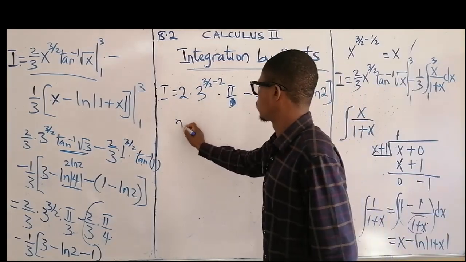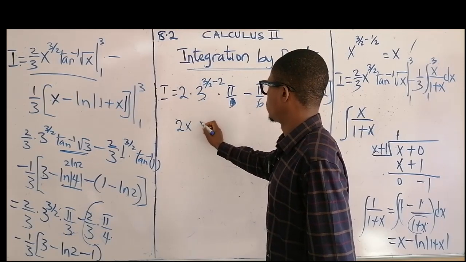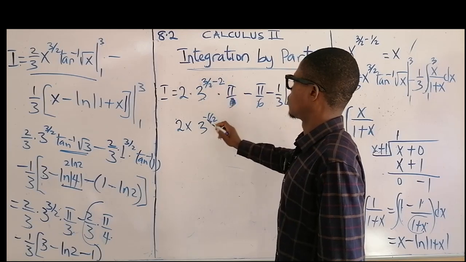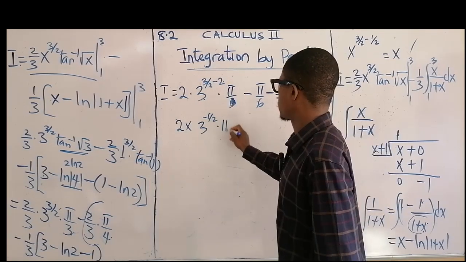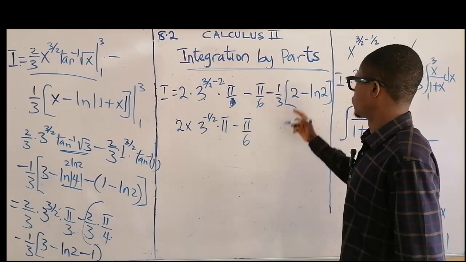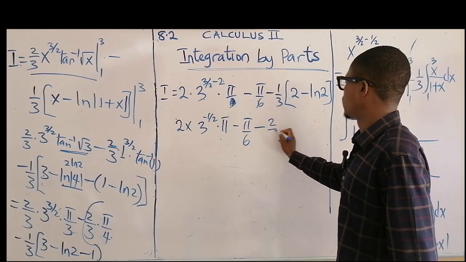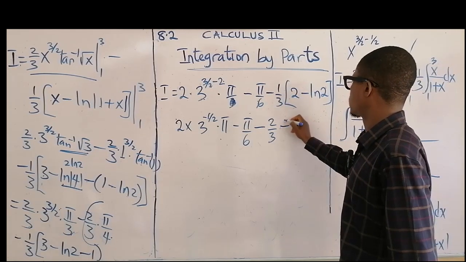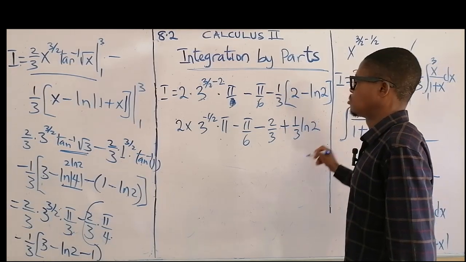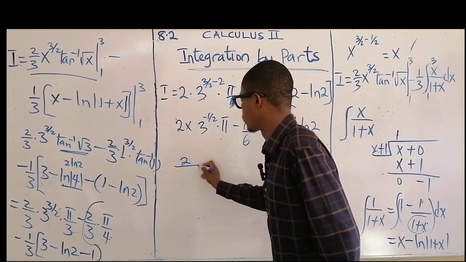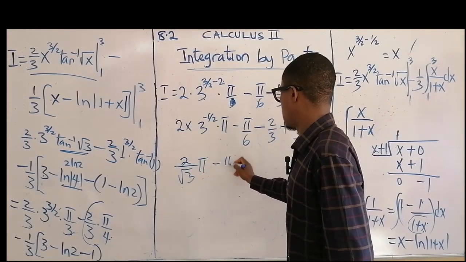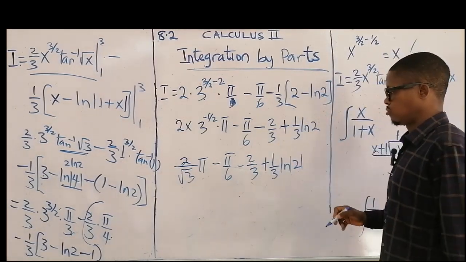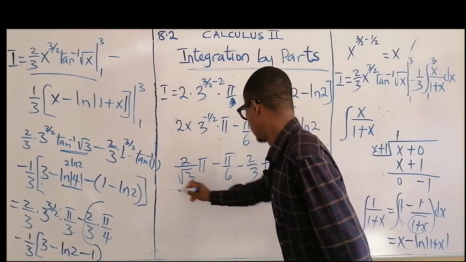Okay, so we now have 2 times this one, 3 to power minus half. 3 over 2 minus 2, that's minus 1 over 2 times pi minus pi over 6. Okay, so the ones you can open this bracket, that's minus 2 over 3. This 1 over 3 times 2, that's this. Minus times minus, that's a plus 1 over 3 ln 2. So final conclusion, this will be equal to 2 over root 3 pi minus pi over 6 minus 2 over 3 plus ln 2. So that's the answer for this.